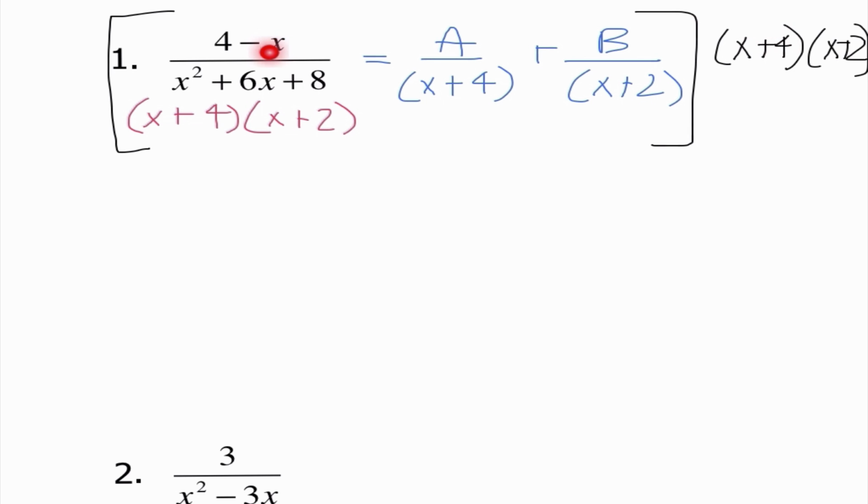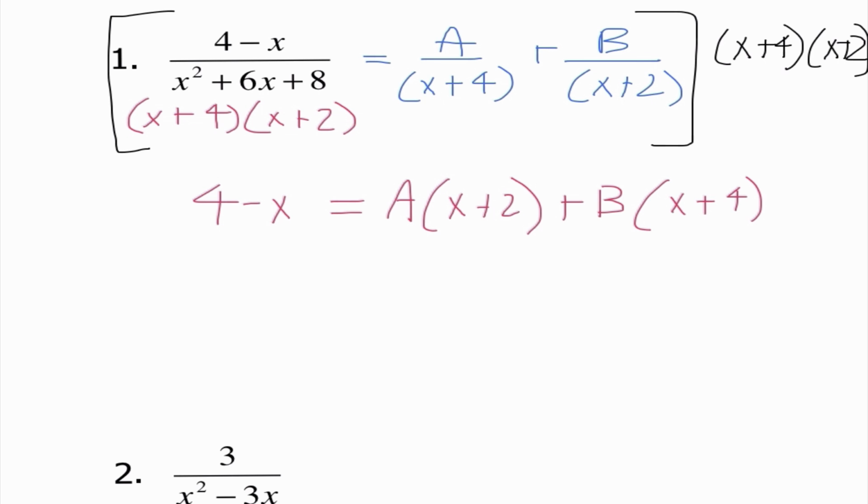When I distribute to this first term, these are going to cancel out, so I'm simply left with 4 minus x. When I distribute to the second term, the x plus 4's cancel out, so I'm left with A times x plus 2. When I distribute to this third term, the x plus 2's cancel out, so I'm left with plus B times x plus 4. So I have 4 minus x equals Ax plus 2A plus Bx plus 4B.